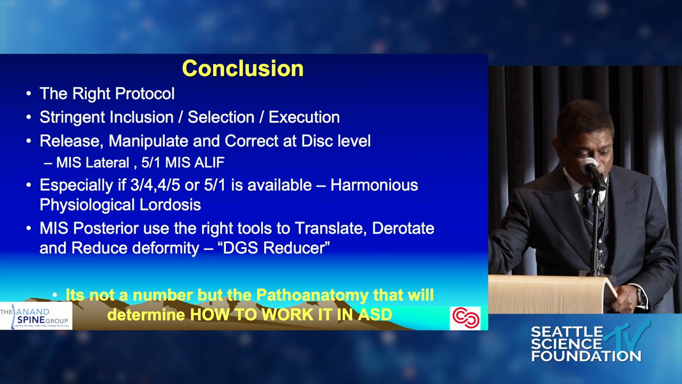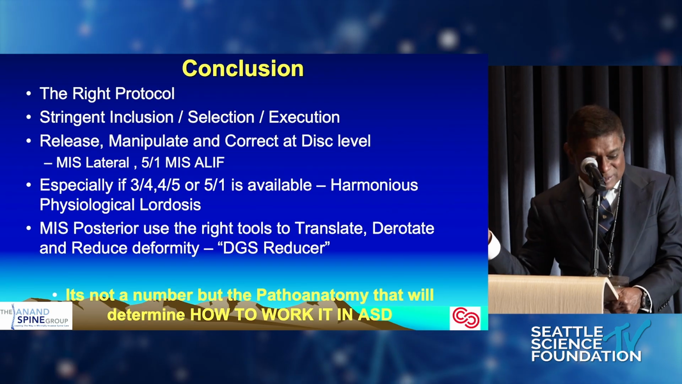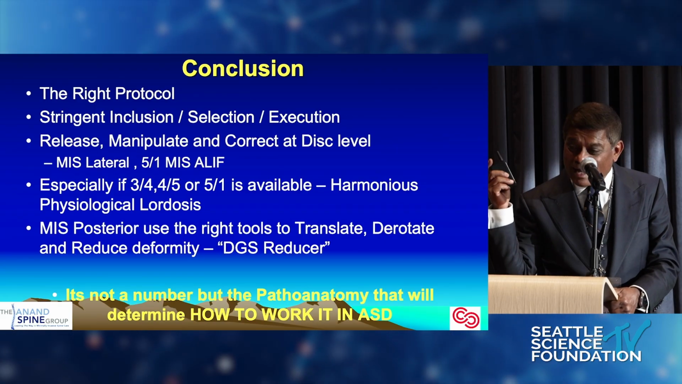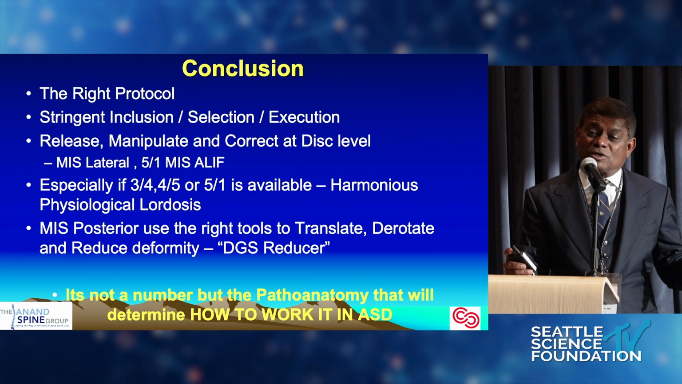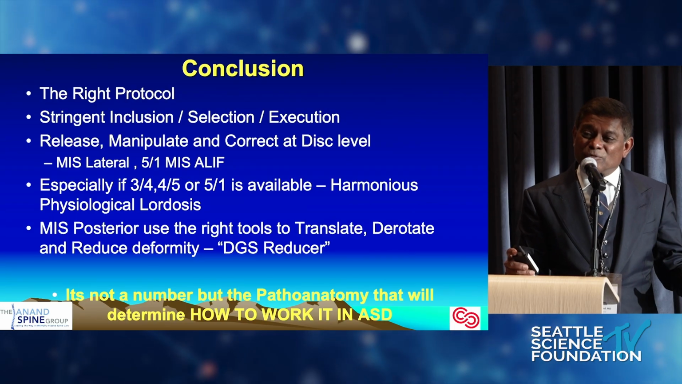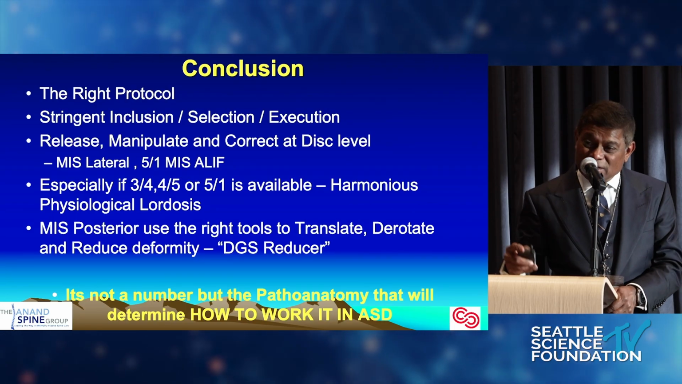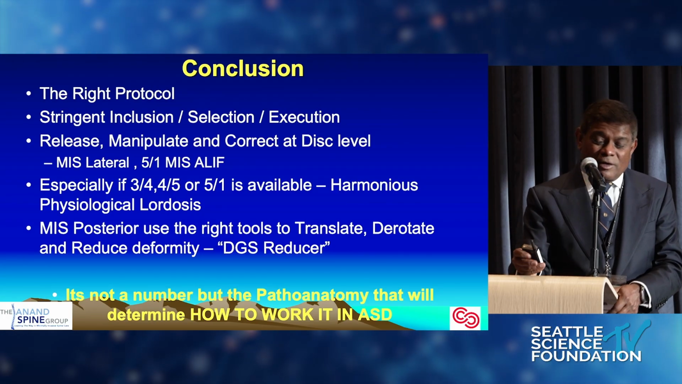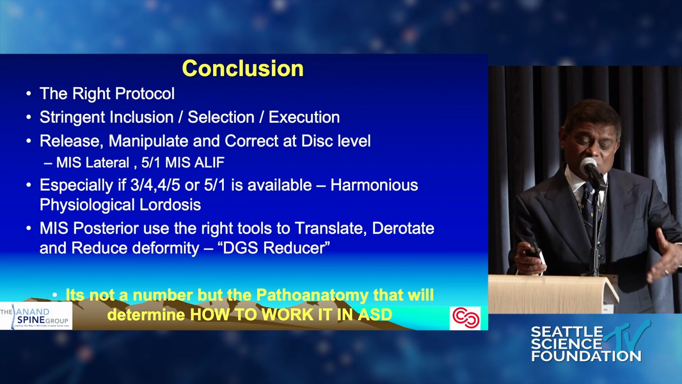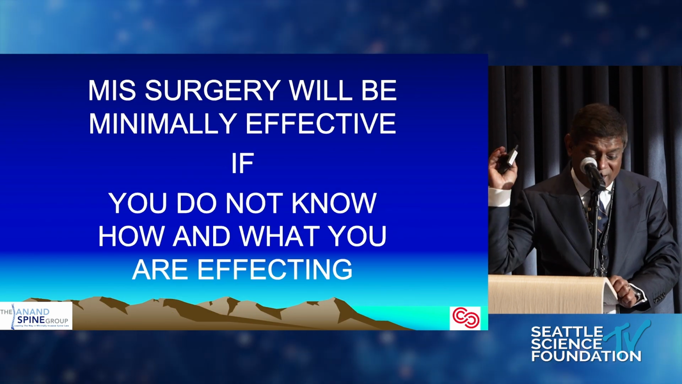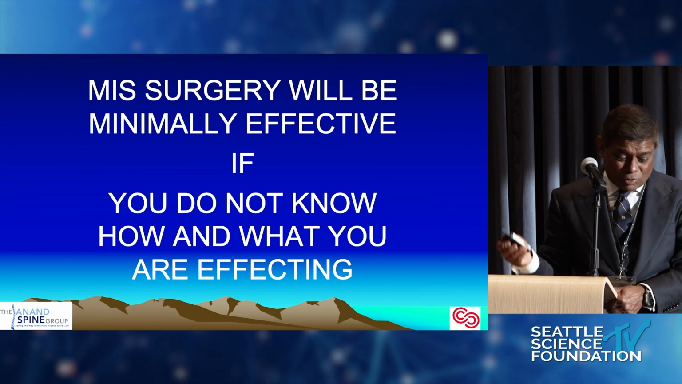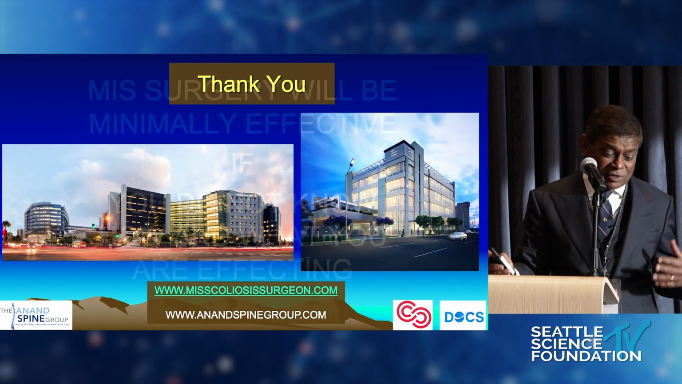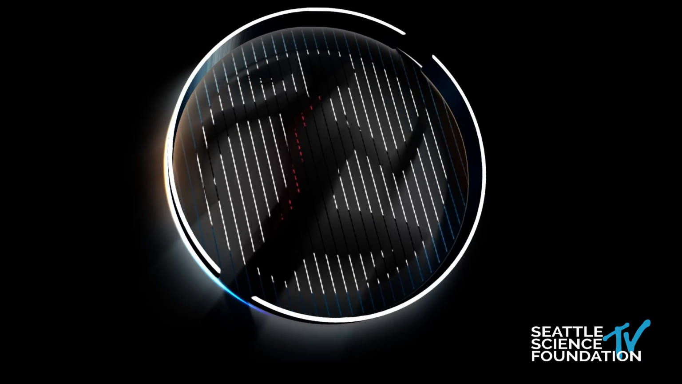In conclusion, right protocol, release, manipulate the discs, especially L3-4, L4-5, L5-S1. You get a harmonious correction, and you need the right tools to do posterior derotation. That's really critical. You need the right tool to make it happen. You need a rotator, and use your pathoanatomy to decide how it works. It's not a number. It's about the axis of anatomy to decide what works. You'll be minimally effective if you do not know what you're doing. You've got to know what you're doing. You can't just go in there, put in some cages and think it's going to work. Thank you.